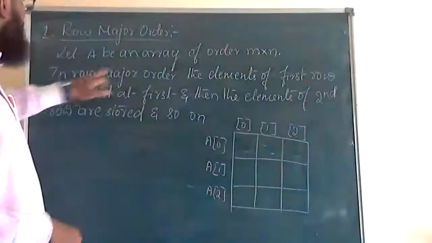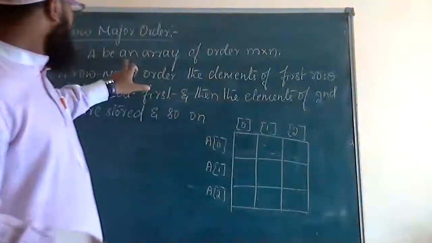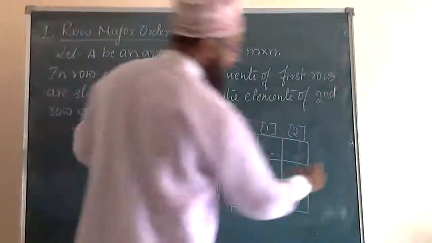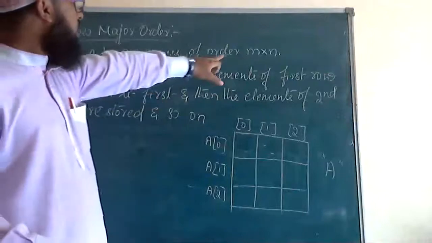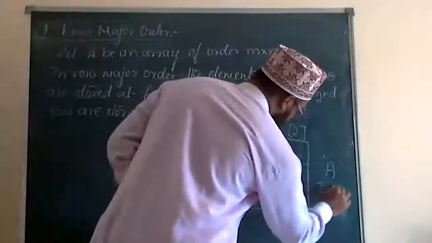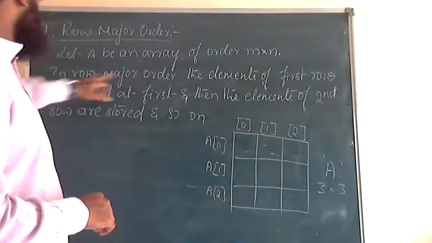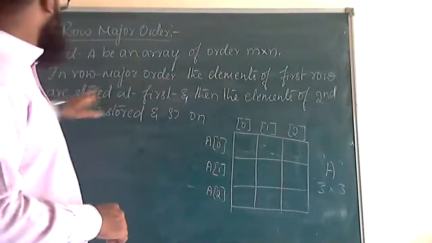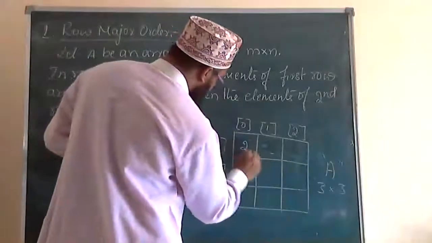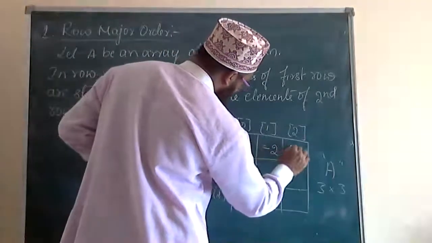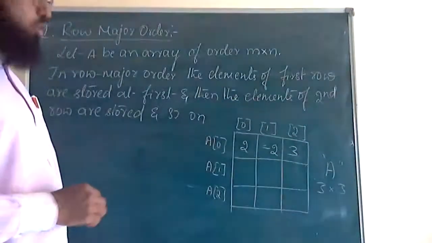See, what it is saying in row major order: let A be a matrix of order m into n. Think of this as an array by name A, which is having order m into n. M into n means that is 3 into 3, or it can be called 3 cross 3. Here in row major order, the elements of the first row are stored at first.